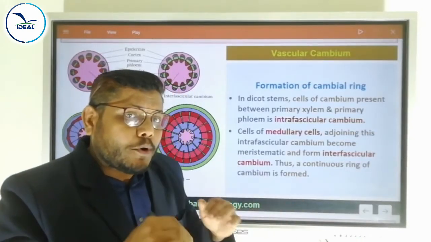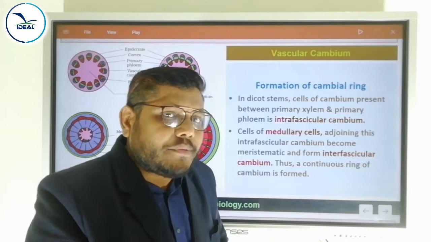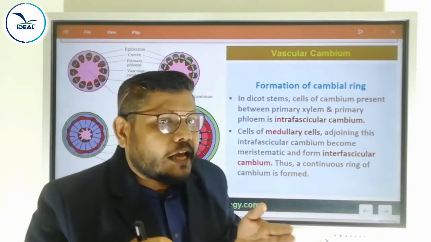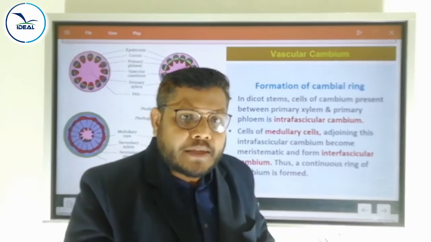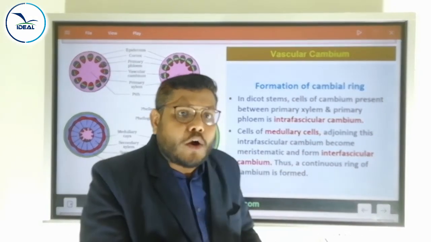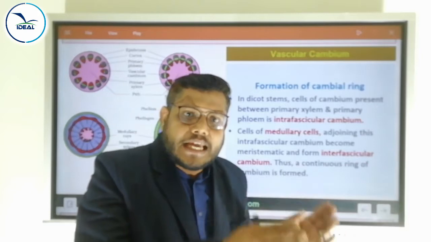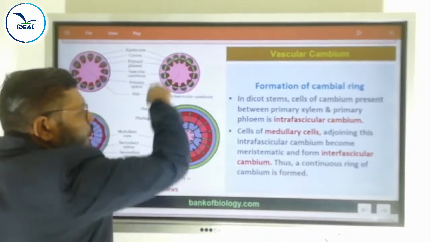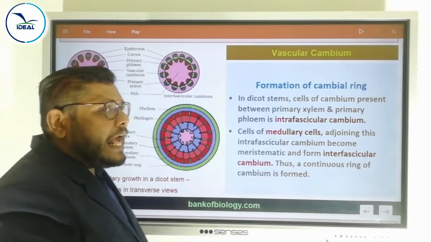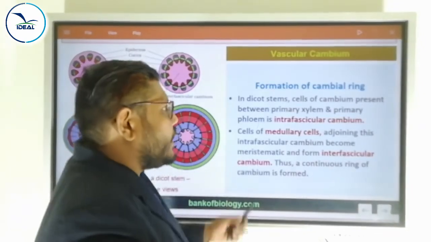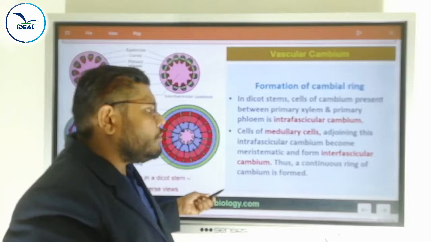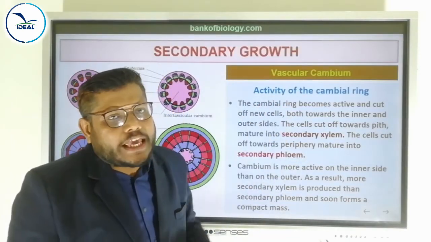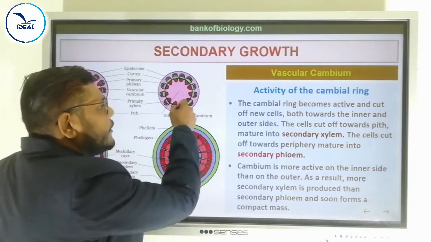That particular process takes place by the activity of the vascular cambium. What is vascular cambium? This vascular cambium is helping for cutting off vascular tissues, xylem and phloem. So here the cambial ring is formed. Next one, activity of the cambial ring. Once the cambial ring is formed, the next step is the activity of the cambial ring.